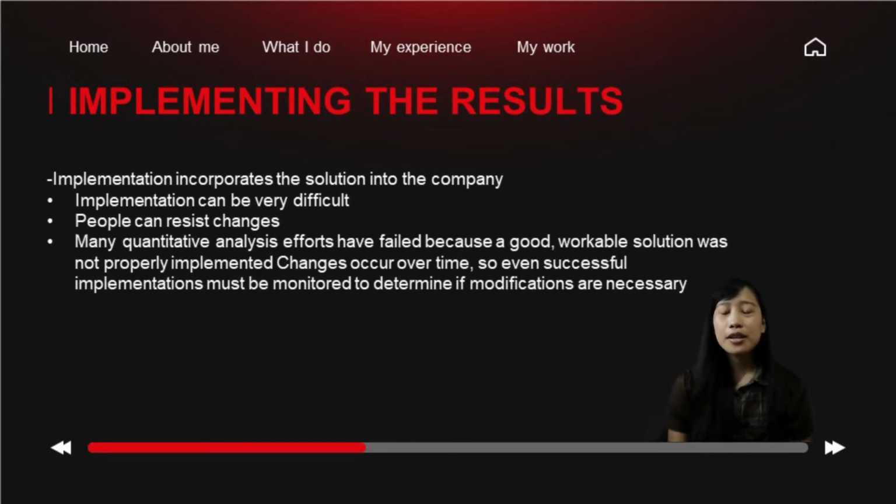The next step in the quantitative analysis approach is the implementation of the results. The implementation incorporates the solution into the company. Implementation can be very difficult because people can resist changes, and many quantitative analysis efforts have failed because a good, workable solution was not properly implemented. Changes may happen over time, so even successful implementation must be monitored to determine if modifications are necessary.